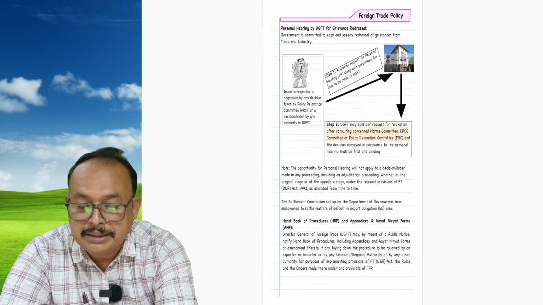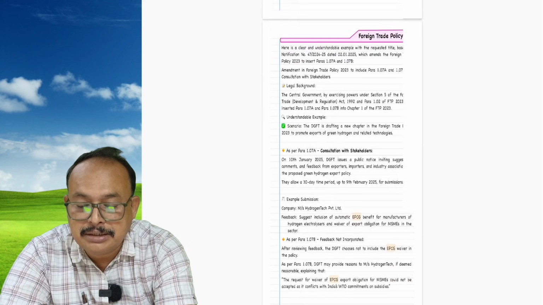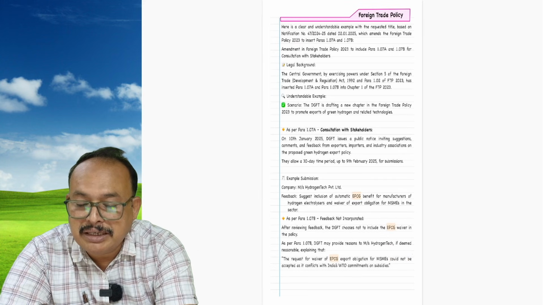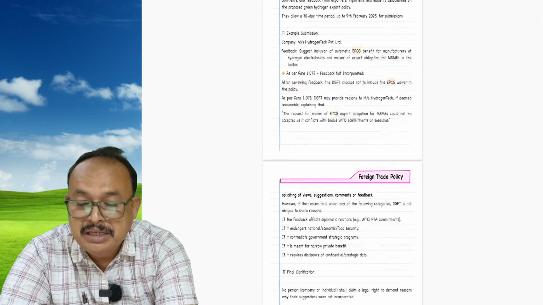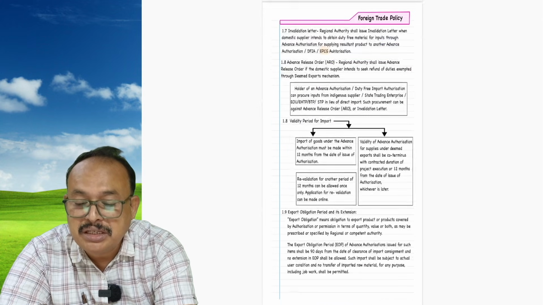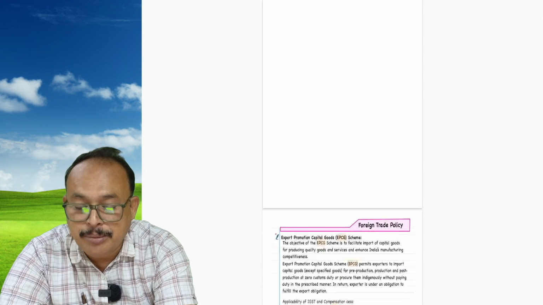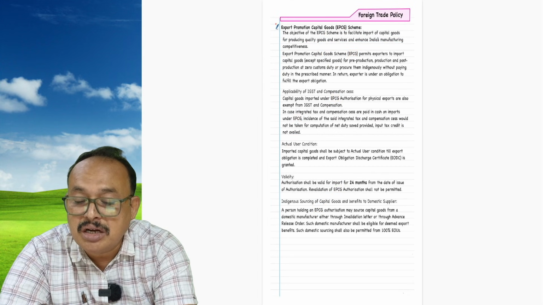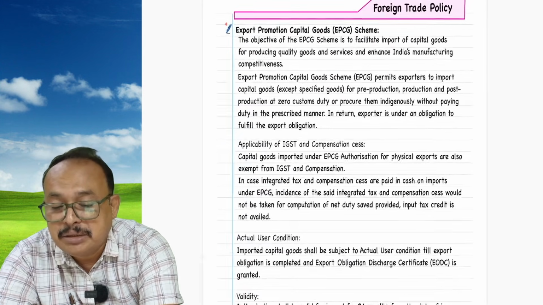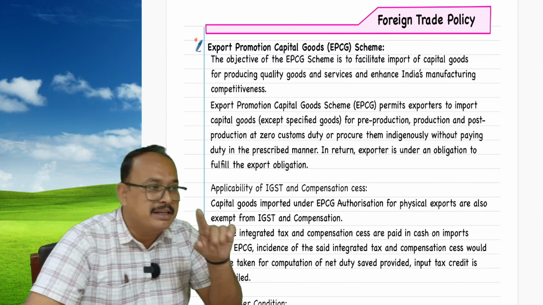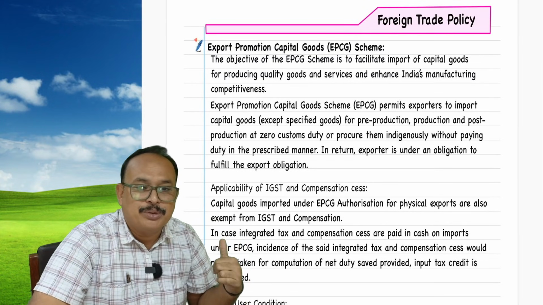Look here. In the given case, do not direct your attention elsewhere. What am I referring to? EPCG, speak out please. Export Promotion Capital Goods scheme. It is nothing but advance authorization, but advance authorization for raw material; this one is for capital goods.